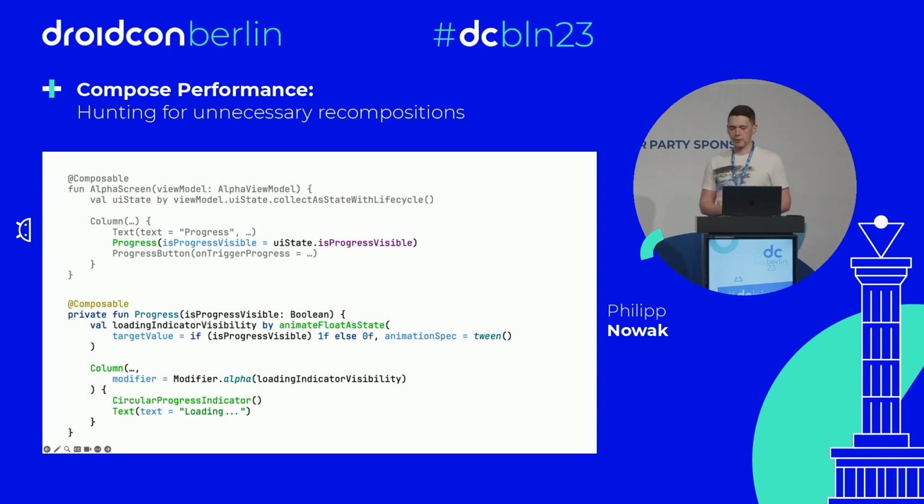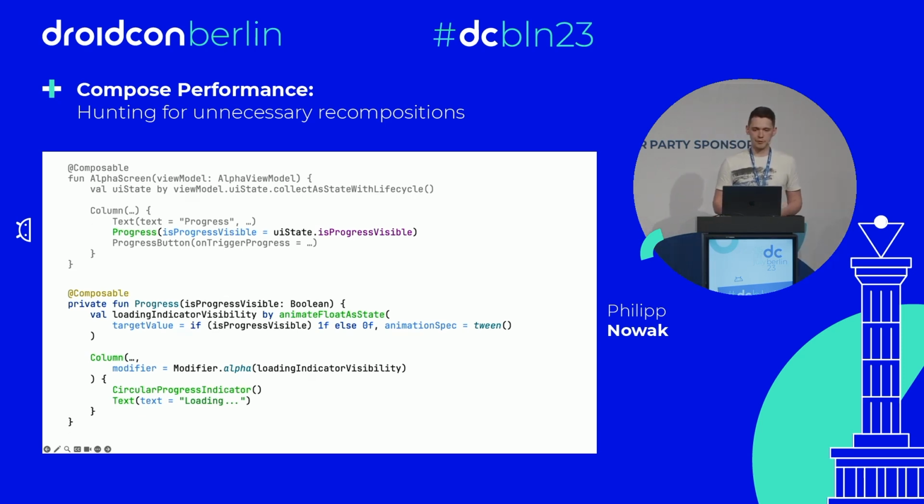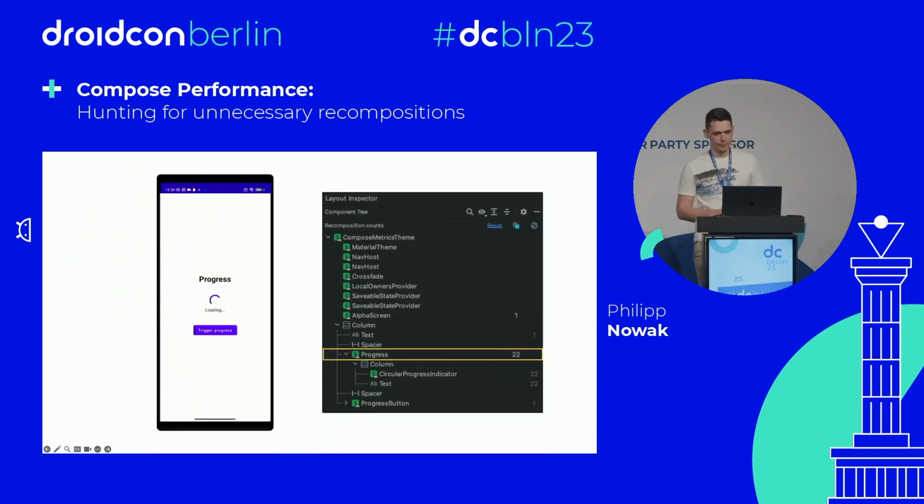So let's have a look into the layout inspector and see what we got so far. Every time our Progress composable is shown or hidden, we see a lot of recompositions. If you see such a high amount of recompositions, you should always be skeptical if everything is working as expected. So let's go back into our code and have a look what's going on.